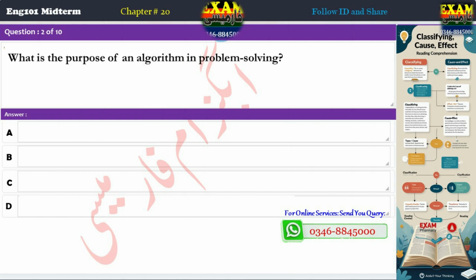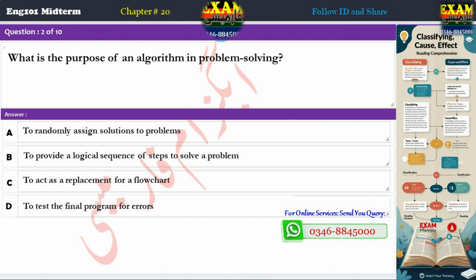Question 2. What is the purpose of an algorithm in problem solving? A. To randomly assign solutions to problems. B. To provide a logical sequence of steps to solve a problem. C. To act as a replacement for a flowchart. D. To test the final program for errors.